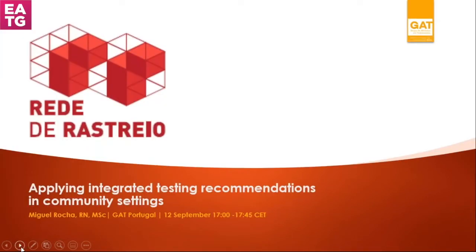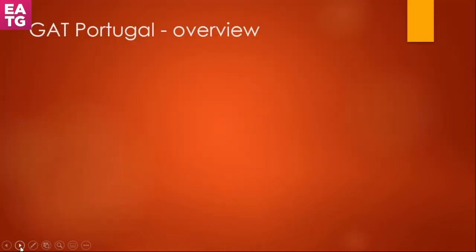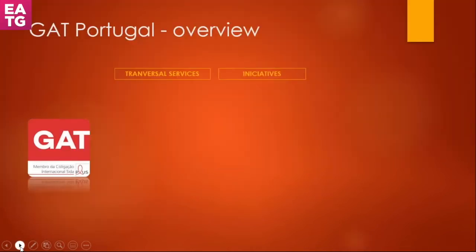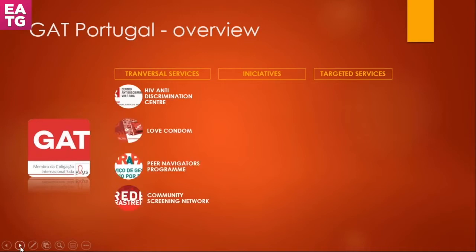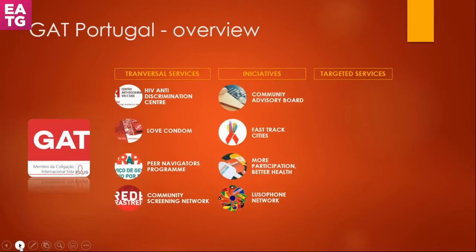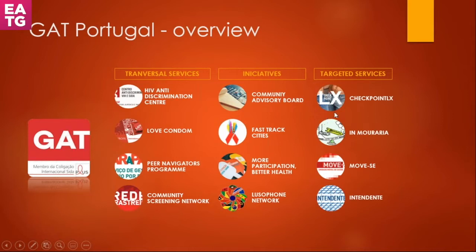So this was the first slides, and then I was presenting GAT, a quick overview of GAT and its services. There are several transversal services, initiatives, and targeted services. I work in Checkpoint, and in another transversal service, the community screening network. GAT is an NGO that aims to provide access to prevention, harm reduction, early diagnosis and treatment services to tackle HIV, STI, hepatitis, and tuberculosis epidemics by enhancing local community participation in service delivery, decision making, and research.